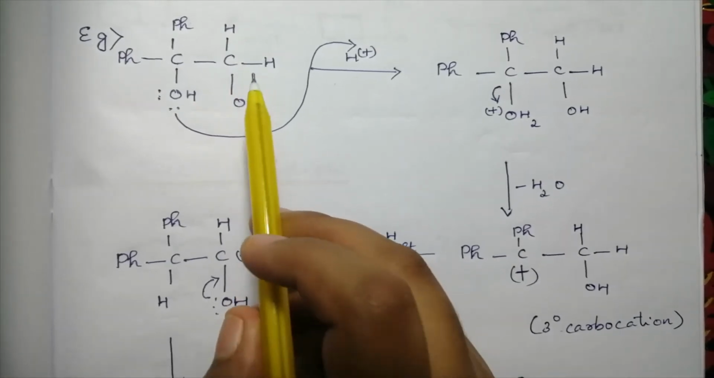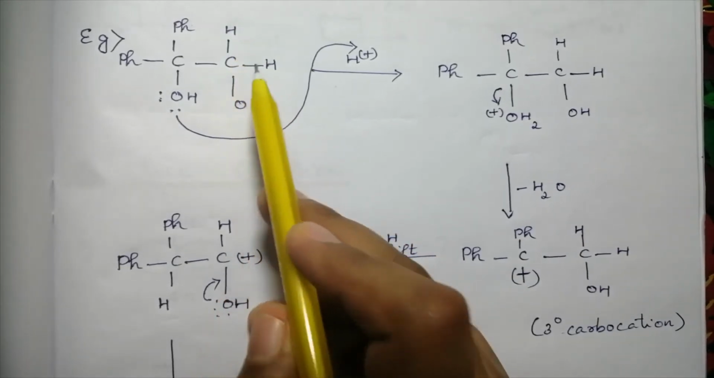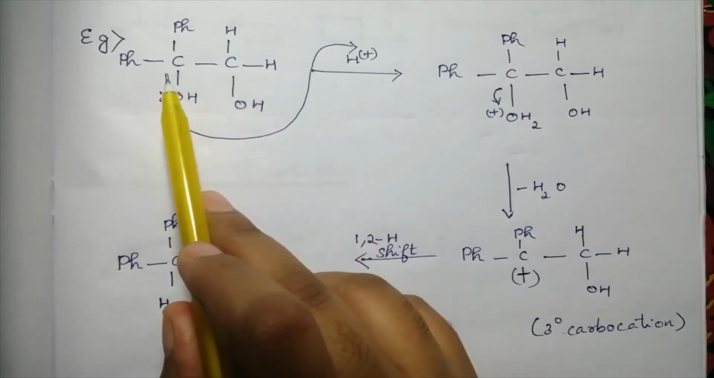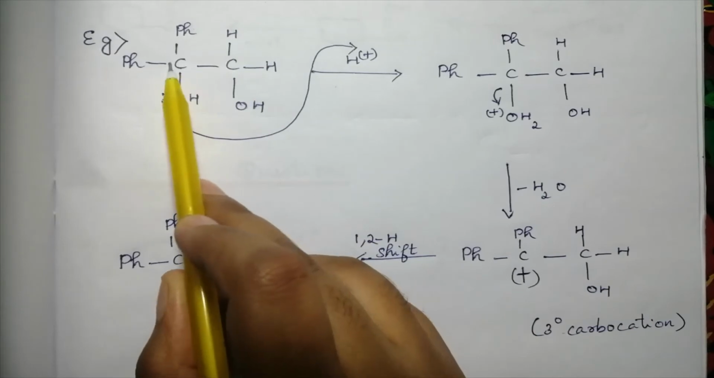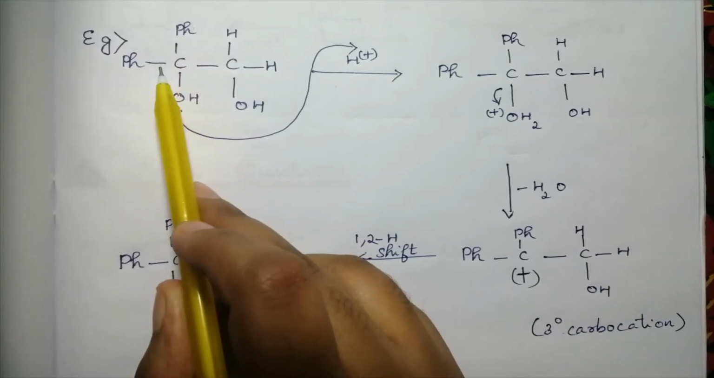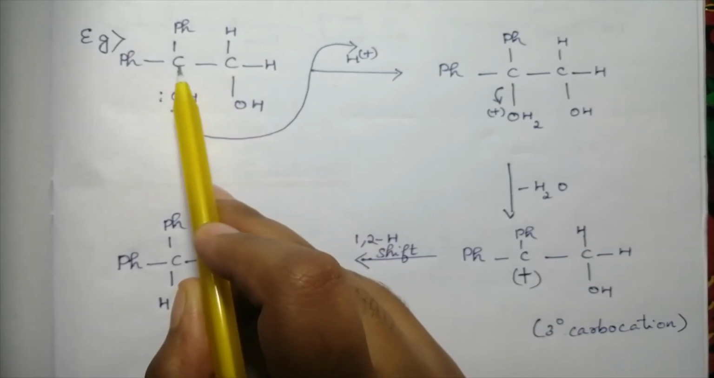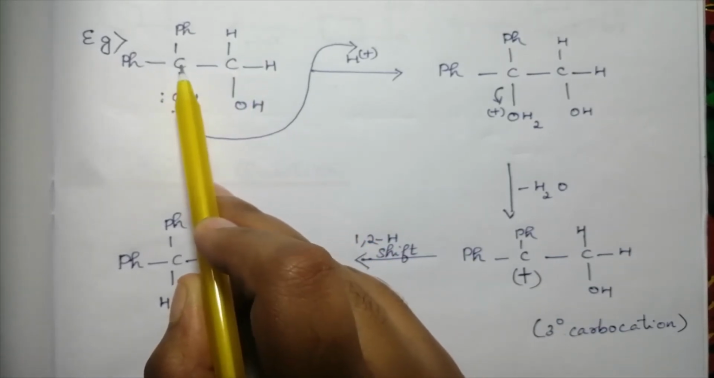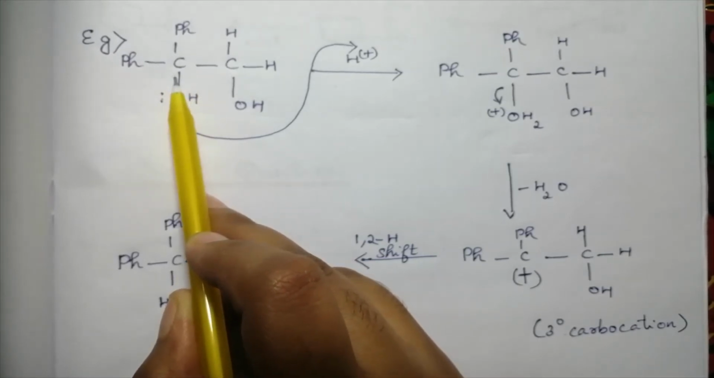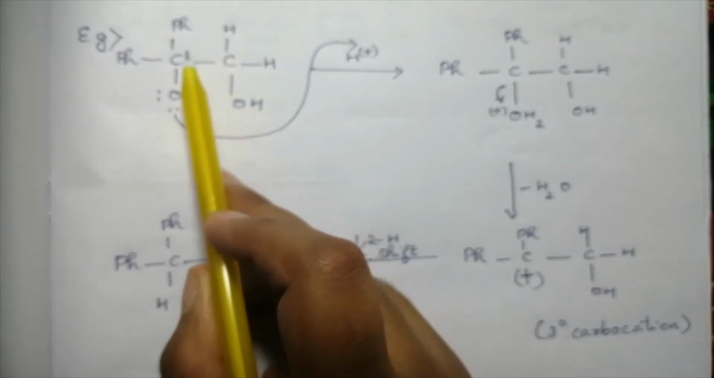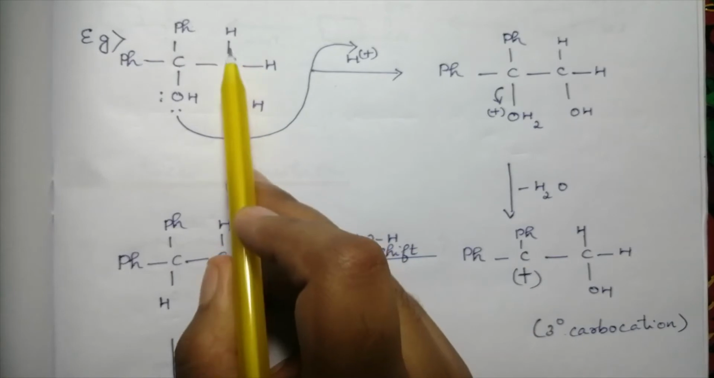This is where the migratory aptitude comes in. We saw that hydrogen has a higher migratory aptitude in comparison to aryl groups. On this carbon I have hydrogen, and on this carbon I have phenyl groups, aryl groups. Migratory aptitude for hydrogen is higher, which means the carbocation should be formed on the carbon with the phenyl groups so that my hydrogen can migrate easily, compared to the aryl groups.